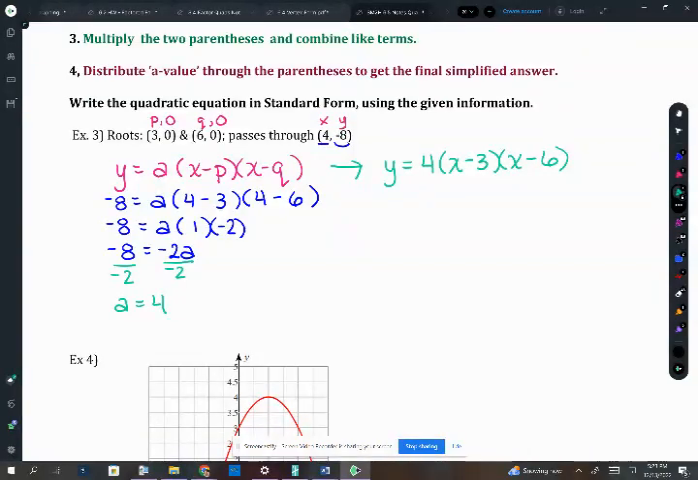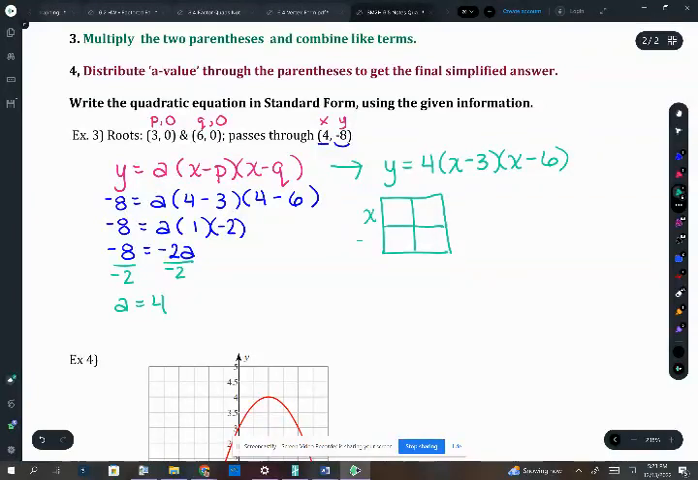And again, you guys can do that with a box, or you can do that with just the distributive property. So this is x - 3, this is x - 6. So as we multiply, we have x squared, -6x, -3x, and 18. And so as we look at that, we are now going to combine like terms. So that's our diagonals. And so we're going to get y is equal to 4, and then as we simplify, we have the x squared, -3x and -6x is -9x.